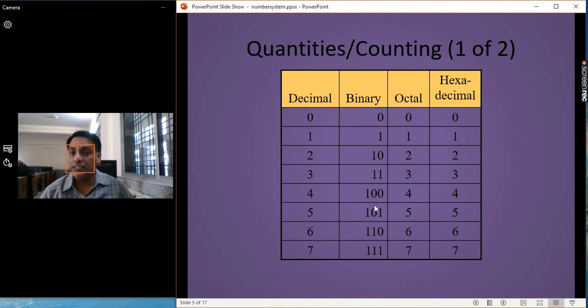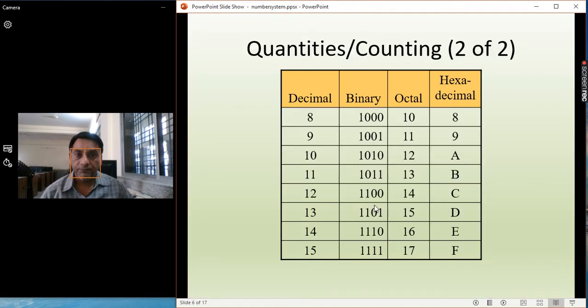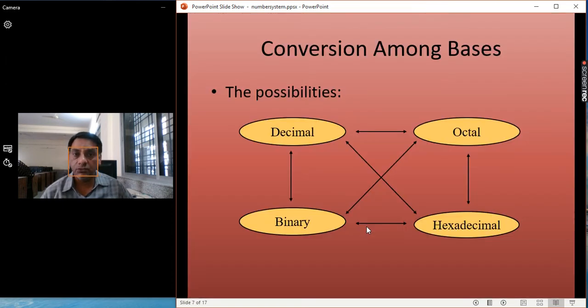So how does the conversion take place? Let's see. This is a continuation of different numbers from 0 to 15. You can see here 15 in hexadecimal is F, and its decimal value is 15. The binary is 1111, and the octal equivalent is 17. So all these are number systems which we are going to convert.